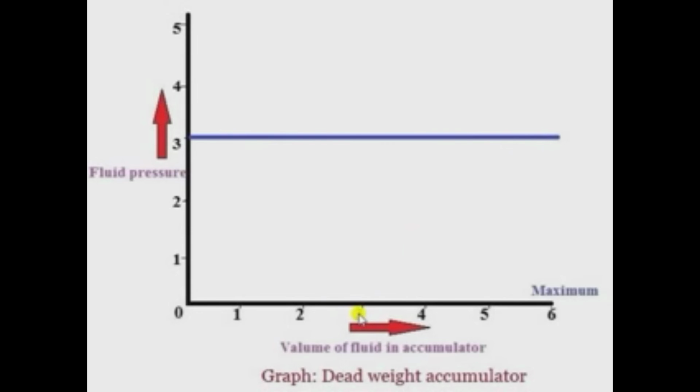Suppose the volume is 3 meter cube in the accumulator, then the fluid pressure will be 3 bar only. Suppose the volume is 5 meter cube in the accumulator, the pressure is still 3 bar only. So we come to the conclusion that in the dead weight accumulator, the fluid pressure is constant throughout the process. Hope you understood this graph and the entire process of the dead weight accumulator.